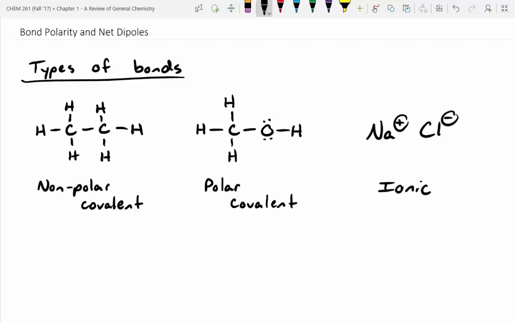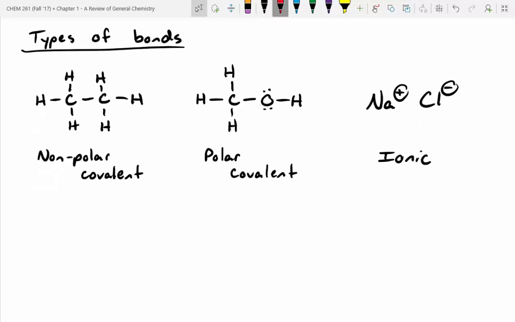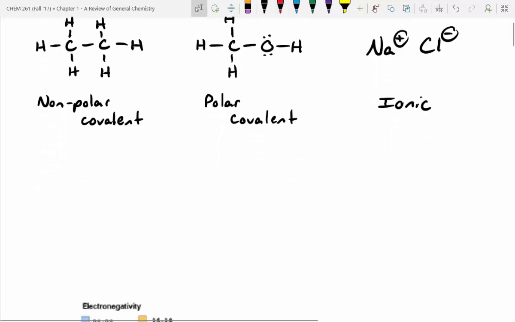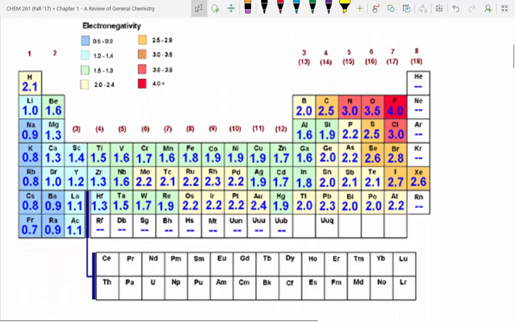There are some simple things you can do to determine the type of bond. The first is to go to an electronegativity table. You can find these in some general chemistry textbooks, and you can actually find a numerical value for an atom that tells you its electronegativity. As you can see, the more you get closer to that upper right-hand corner, the more electronegative you tend to get, with the exception of the noble gases. Those really aren't electronegative at all for the most part.